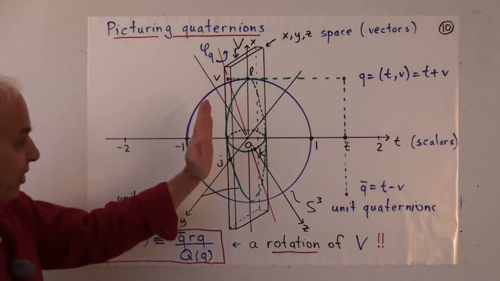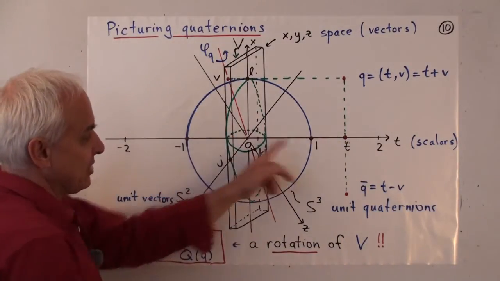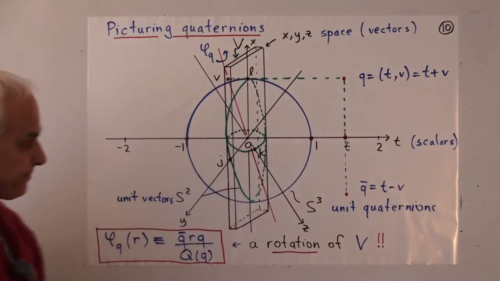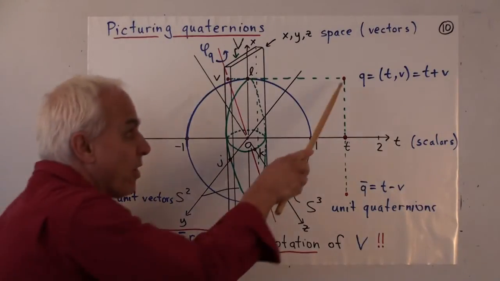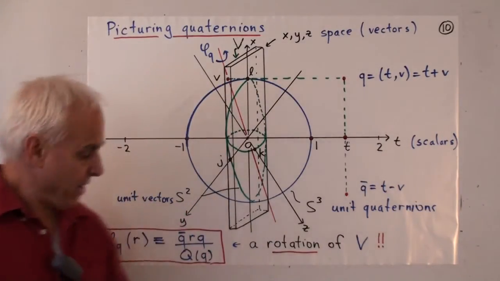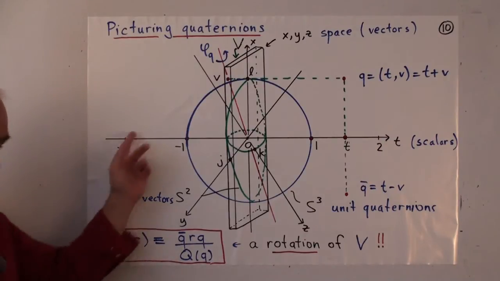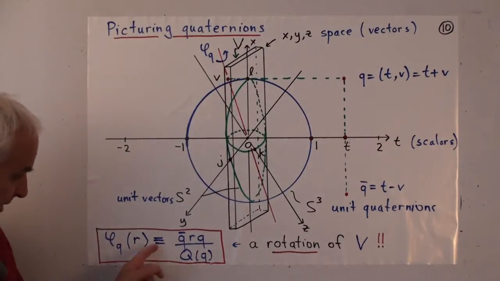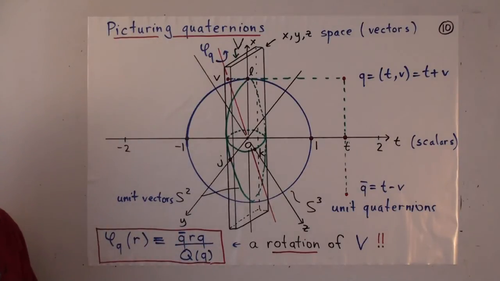It's the perpendicular hyperplane to the axis containing the 1, the scalar axis. That's going to be our vector space V, our three-dimensional space. And how does a general quaternion Q give us a rotation? So here's the formula. Phi sub q of r, where r is a general quaternion anywhere, is by definition q bar times r times q, all divided by the quadrance of q.